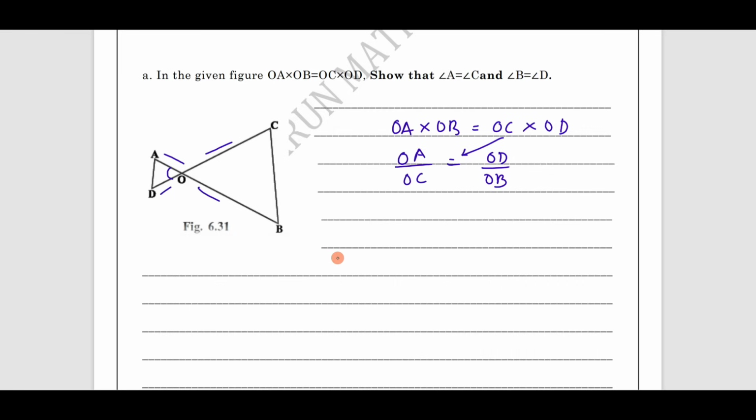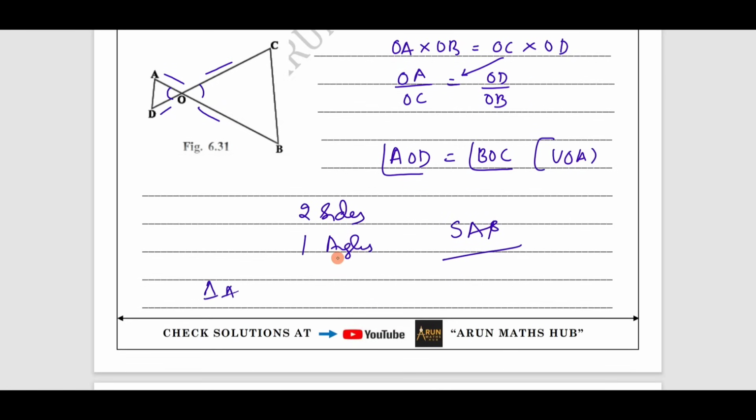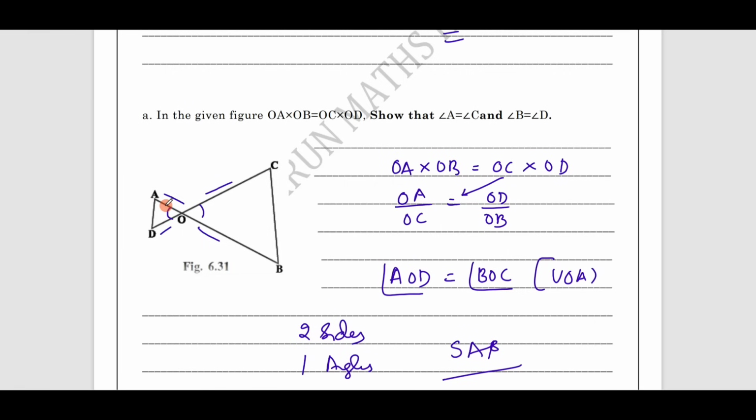So what we do? Take this angle. AOD is equal to what? BOC. Why? Vertically opposite. How many sides are in proportion? Two sides. Two sides are in proportion and one corresponding angle is equal. That means which criteria? Yes, SAS. Therefore, we can say that triangle AOD is similar to triangle BOC. That means the corresponding angles also will be equal. That means angle A will be equal to angle C and angle D equals angle B.